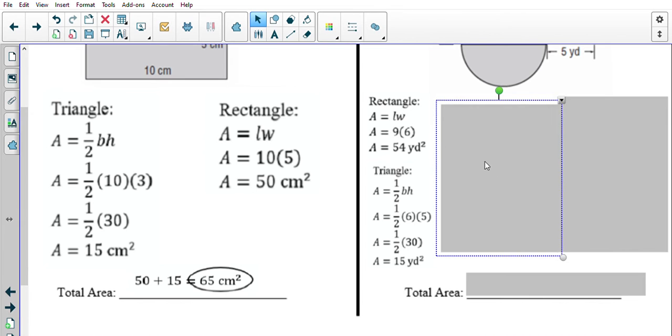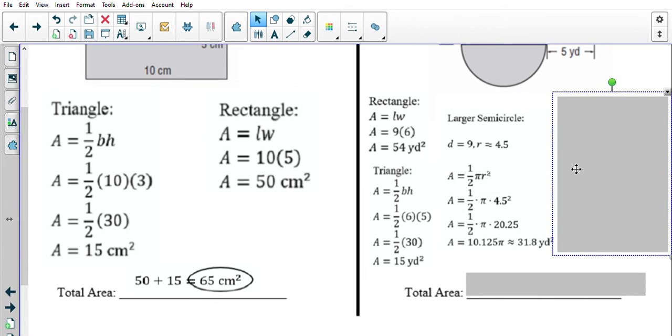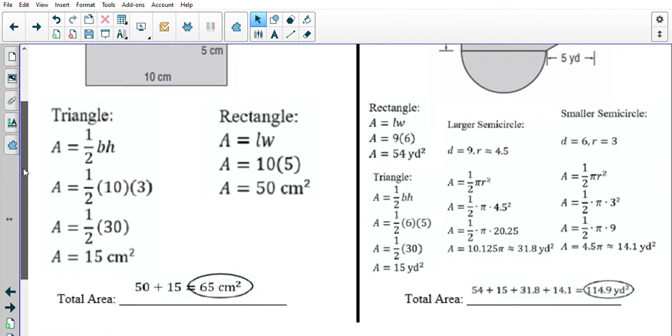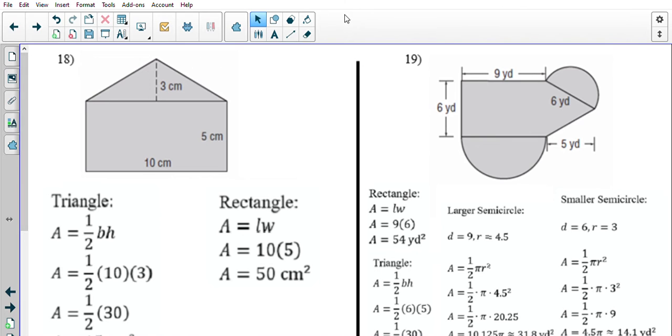Let's take a look at the last independent practice problem on this. And this is a really tough one. So if you did not get this one, don't panic. I suggest drawing an extra line in here, and I'll go ahead and construct that right along here. That's going to be the other side of our rectangle. So let's begin with the rectangle. It has dimensions 9 by 6. 9 times 6 is 54 yards squared.